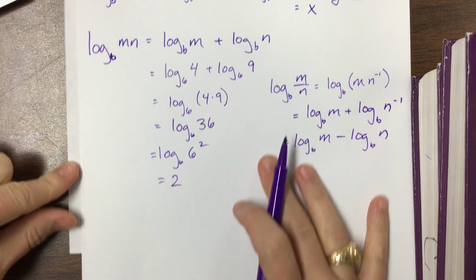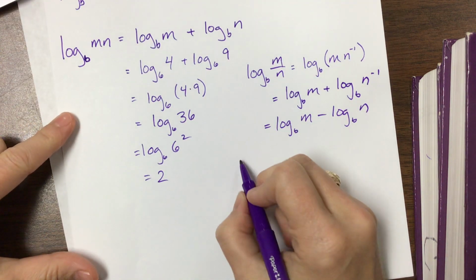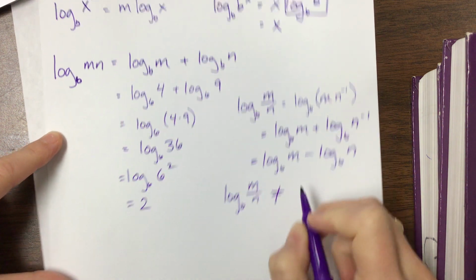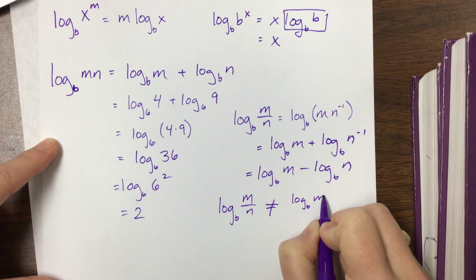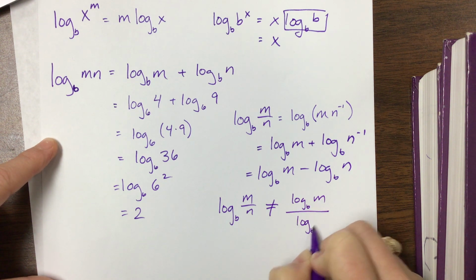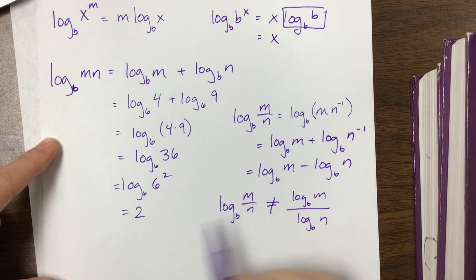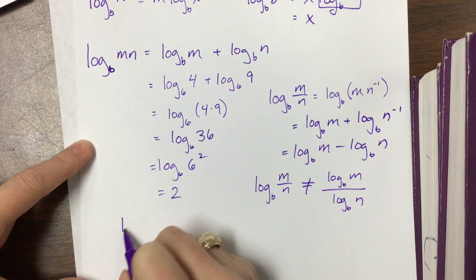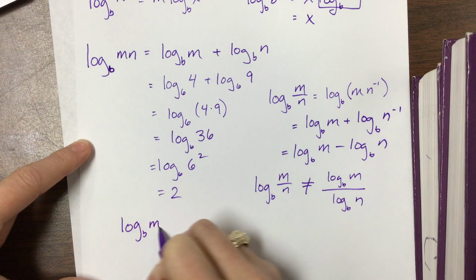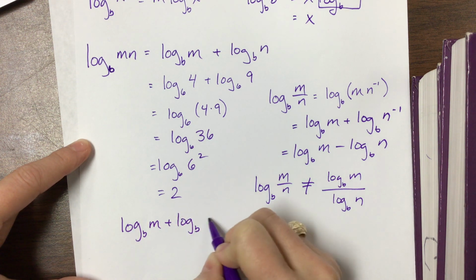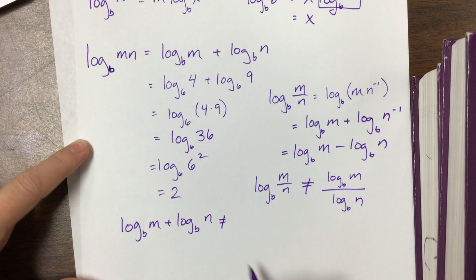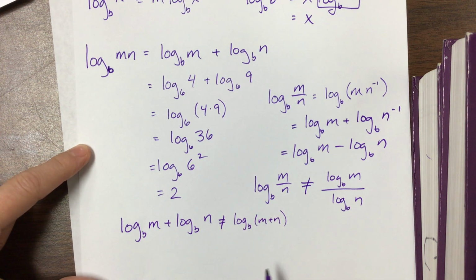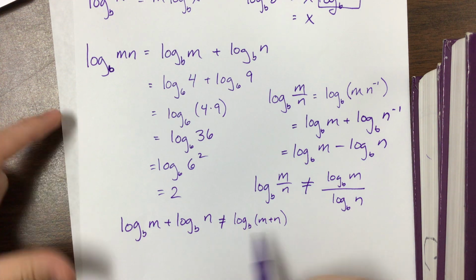Be aware, this does not mean the same thing. So log base b of m over n is not the same thing as log base b of m divided by log base b of n. That is not the same thing at all. Don't make that mistake. And back up here, log base b of m plus log base b of n is not the same thing as saying log base b of m plus n. So these are wrong, bad, don't do this.